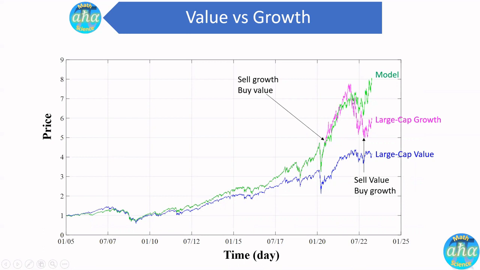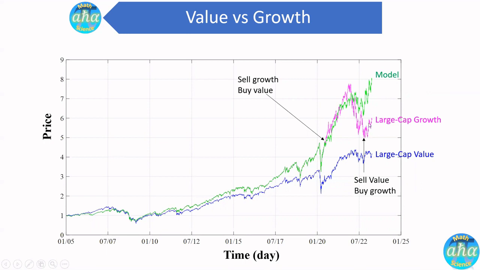Now, initially, the model performance is going to be below the large cap growth as expected because large cap growth is still increasing. So the timing cannot be perfect. You can't time everything perfectly, right? So right here, you can see that the model starts to outperform the large cap growth because the large cap growth has a very sharp drop during 2022, the bear market.